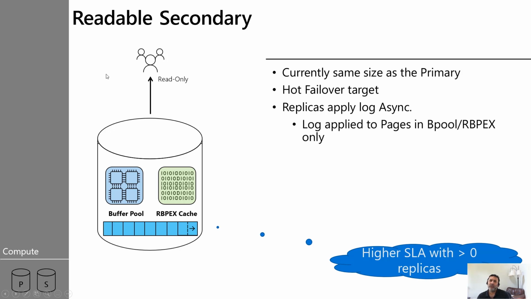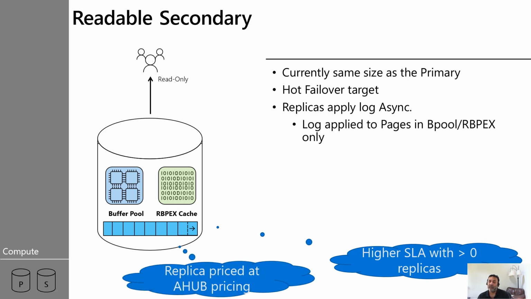So what's the use of readable secondaries? Of course, it is to scale your read workloads, number one. You also have a higher SLA with replicas greater than 0, and they are priced at Azure Hybrid or AHUB pricing, which is less than the price of primary compute with license included.